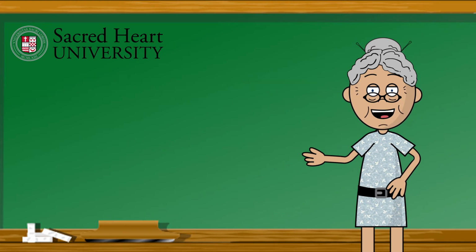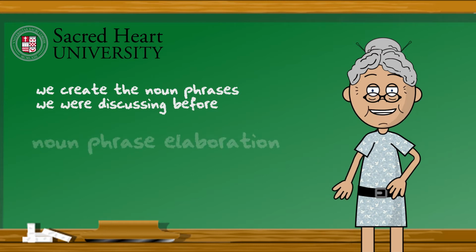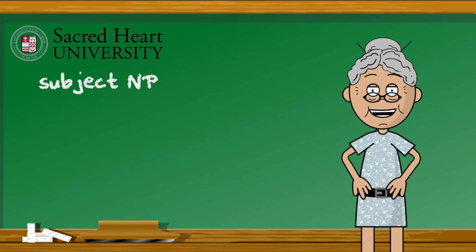When we add more sentence elements to elaborate the information we give about a noun, we create the noun phrases we were discussing before. The more descriptive words we have in the noun phrase, the more elaborate it is. That's why we often say that as kiddos get older, they produce more noun phrase elaboration, and their level of elaboration is related to their overall level of language. Pause the video for a minute and try to identify the subject NP in these sentences.